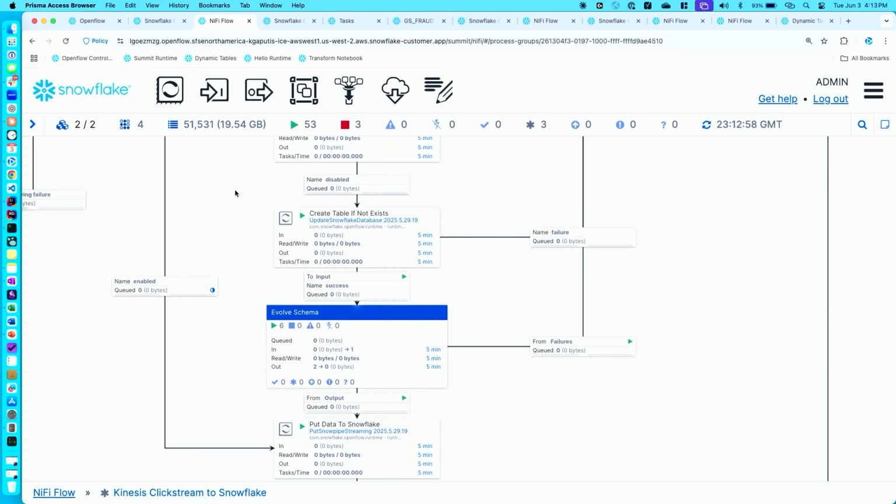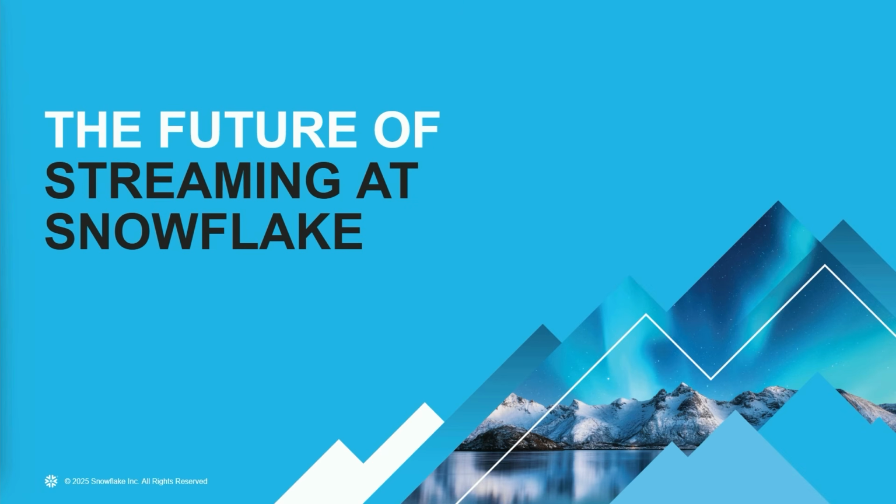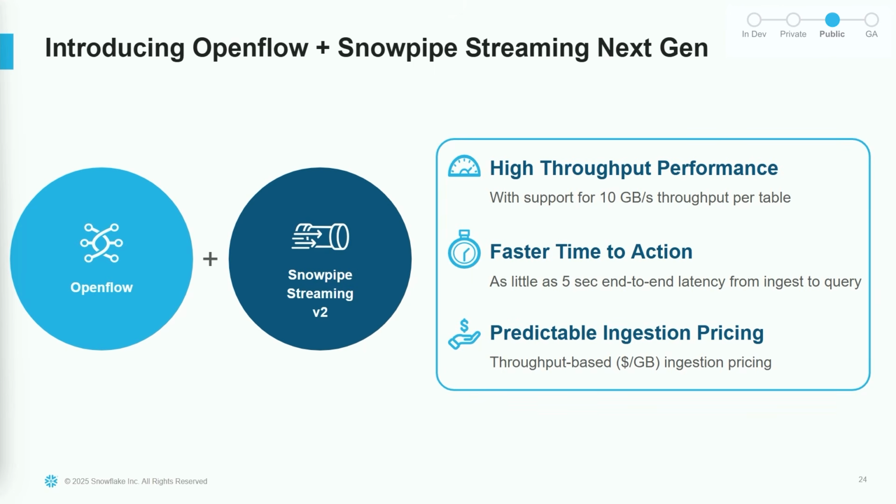Let me jump back to the slides for a second. So the future of streaming is Snowflake. There's a little bit more to announce. It's not just this particular demo. I'm excited to also introduce Snowpipe Streaming version 2. So this is a major change. Everything that I just showed you in the demo is based on Snowpipe Streaming version 1.